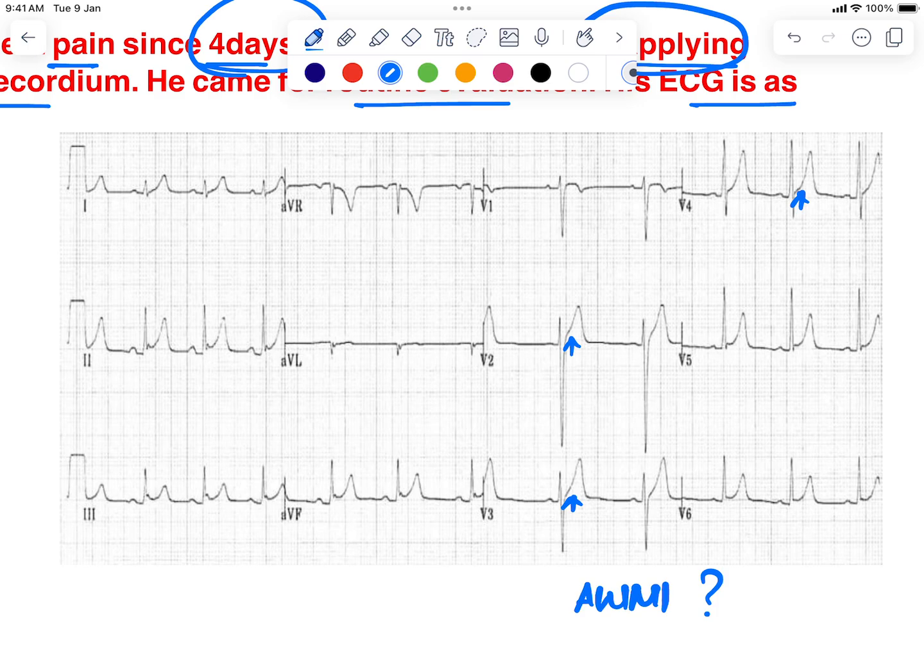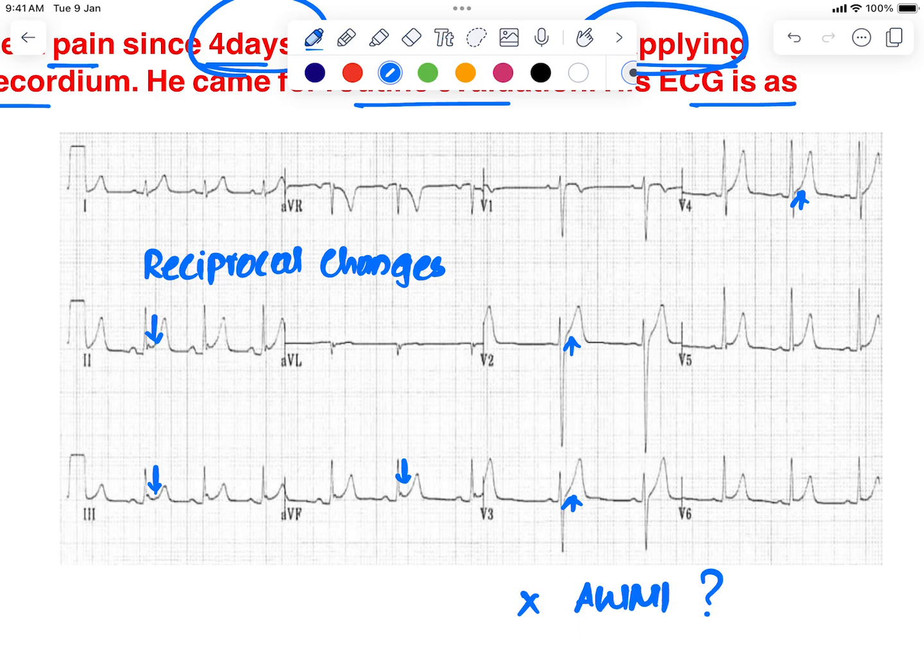What should be there in anterior wall MI is, along with ST segment elevation in your precordial leads, there should also be reciprocal changes. I'll show you what those reciprocal changes are. Reciprocal changes should be there within the inferior leads, that is your 2, 3, aVF. In 2, 3, aVF there should be ST segment depression. But in this ECG, if you observe, you are not having the ST segment depression. So that is the reason why this is not suggestive of anterior wall MI.